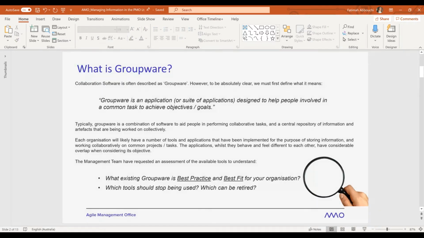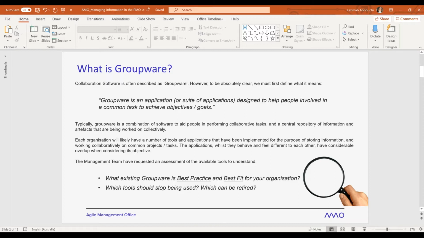So what is Groupware? Groupware is usually termed Groupware, but it's collaboration software. So it might be a suite of applications, but effectively these applications are there to aid people in completing collaborative tasks. It provides a central repository of information. It enables you to work on things collectively. Really useful when you're remote working, to be able to work on documents at the same time, even though you're not in the same place.